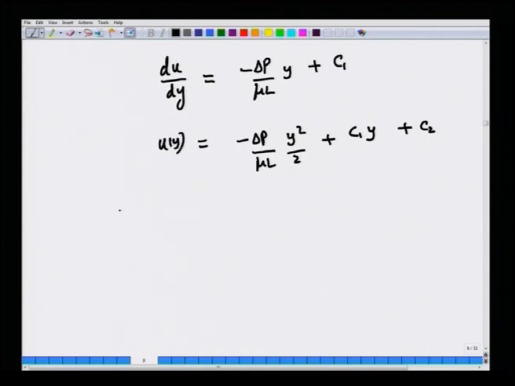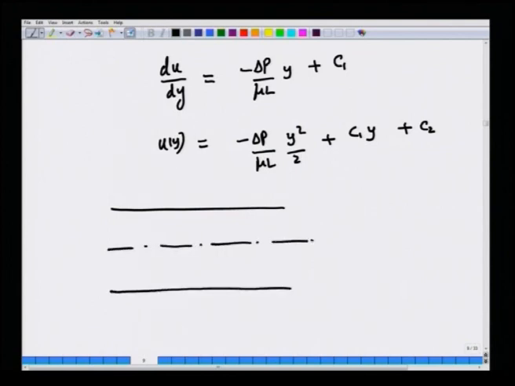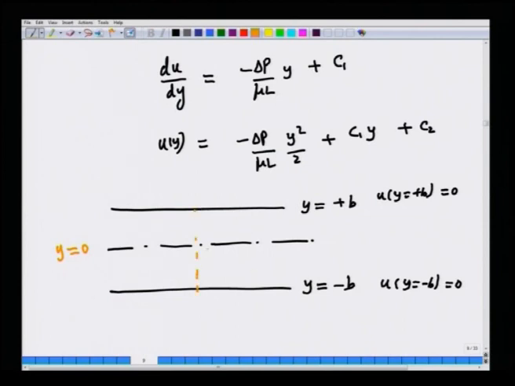Okay. How are we going to fix the two constants? The two constants can be fixed in the following way. You have a boundary at y equals minus b, you also have a boundary at y equals plus b. You can use the no slip condition that u at y equals minus b is 0 and u at y equals plus b is 0 to find the two constants, or you can also use what is called a symmetry condition. This y equal to 0 is a symmetry line because the velocity profile has to be symmetric about this, because it's a mirror reflection of whatever is happening.